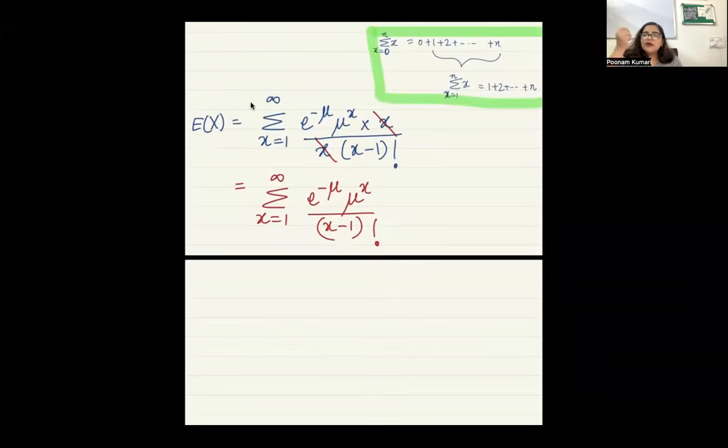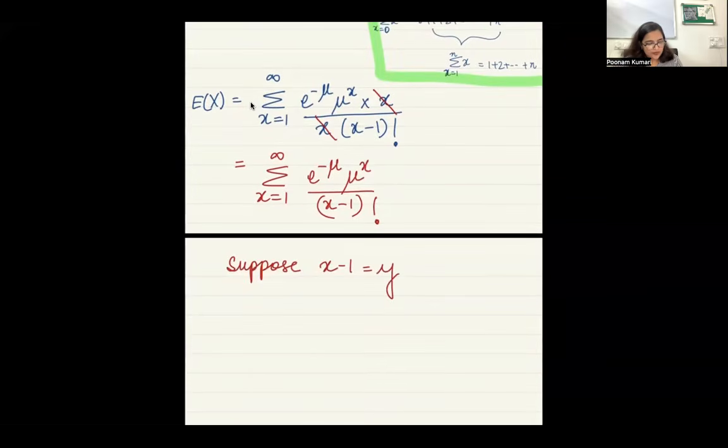Okay, can I do one thing? Can I convert my variable from x going from 1? Let's say x minus 1, suppose I'm calling x minus 1 as y. So when x value is 1, what is the value of y? 0. And when x value is infinite, what is the value of y?